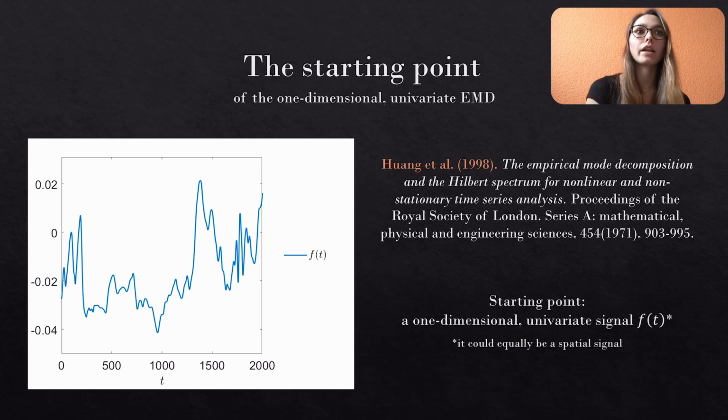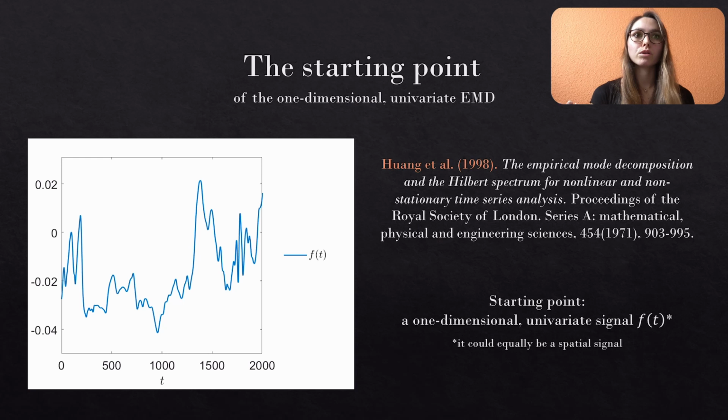It has small and large-scale fluctuations, which means that it contains different frequencies. And it also has positive and negative values. At a first glance, we cannot be sure if it has zero mean. However, the EMD can also handle non-zero data, so this doesn't matter at this point.